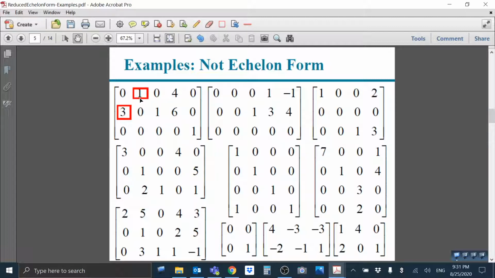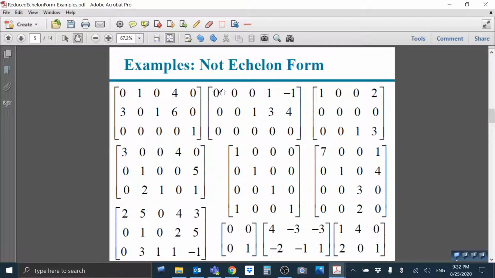The definition said, if you want to be in echelon form, your leading entries need to be to the right of each other. Well, here it's not true. So bye-bye, this is not an echelon form. No matter what happens after that, we don't care. This is not an echelon form.